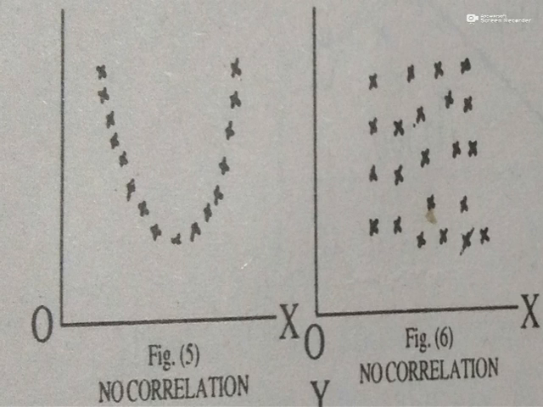See another one. Here all the points are lying in U shape. Here it is not possible to identify even the direction of the change. Therefore, it is the case of no correlation or zero correlation. Here also it is unable to identify the direction and degree of relationship. Therefore, this is the case of no correlation.